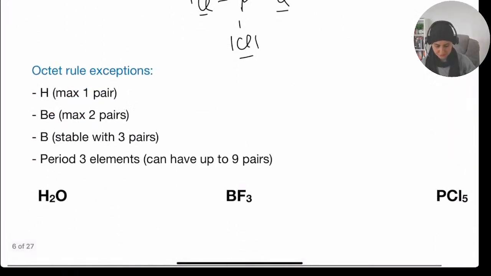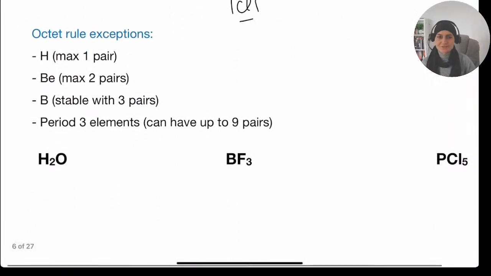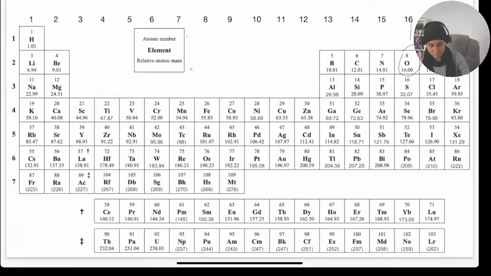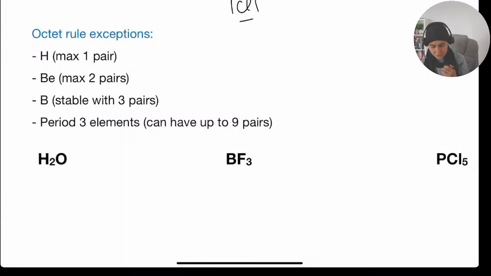But there are exceptions, right? Hydrogen can have a maximum of one pair, so you never put octets on hydrogen. It can only form one bond because it is 1s1, so it only has place for one other electron, so it forms one bond.